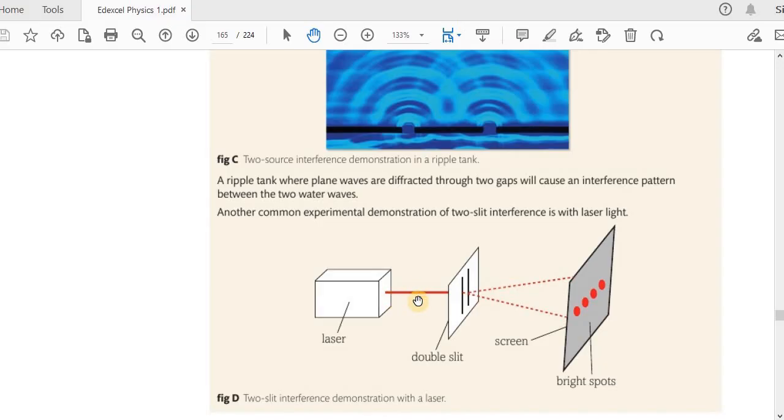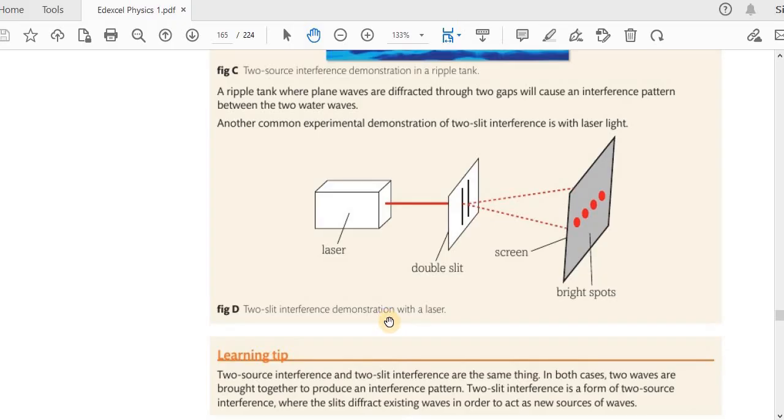So here we have laser light. Laser light is in the visible range. Remember, the visible range is from 400 to 700 nanometer wavelengths. So red is in the longer wavelength area. Now the size of these slits should be so small that it can cause diffraction, and here you will have diffraction, here you will have diffraction, that will result in interference here to produce these bright spots. I think we call this Young's double slit experiment, two slit interference demonstration with a laser.